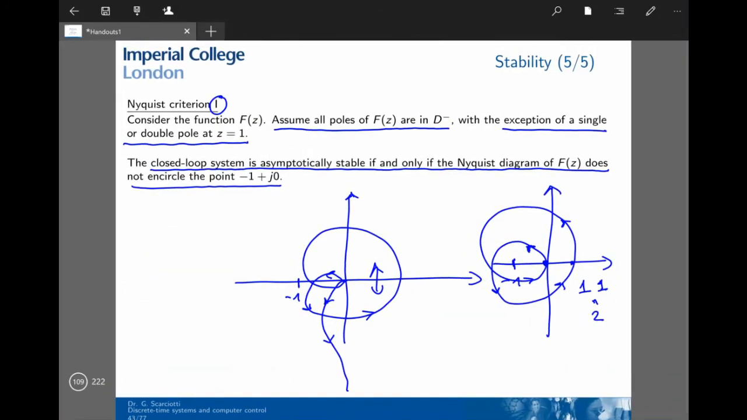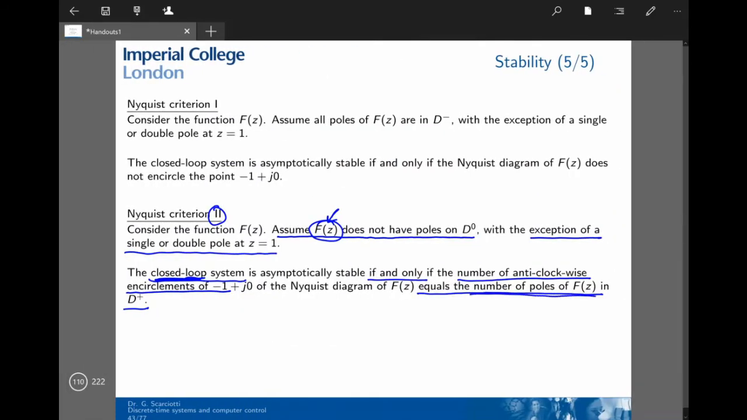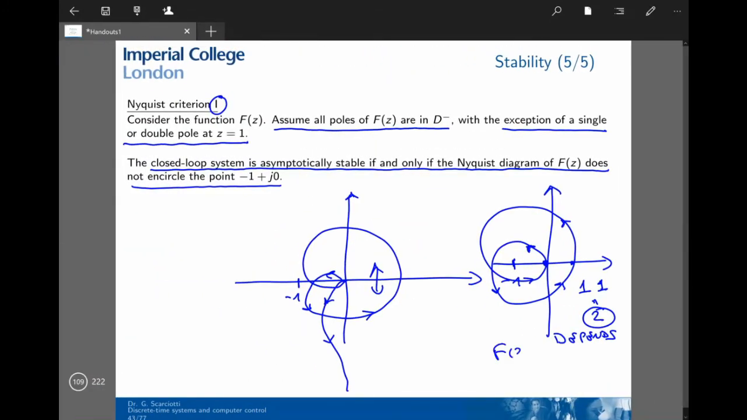So if we look back at this example, the question is: is this system asymptotically stable or not? Well, the answer is: it depends. Why does it depend? Because it depends on the number of poles of f of z in D+. If the f of z that produces this diagram has two poles in D+, then the closed loop system is asymptotically stable. Otherwise, no.